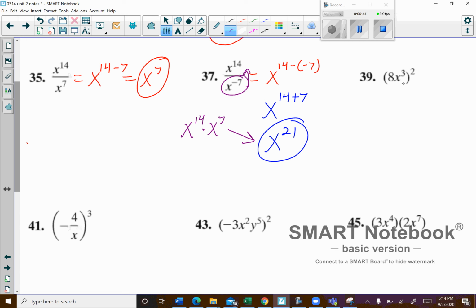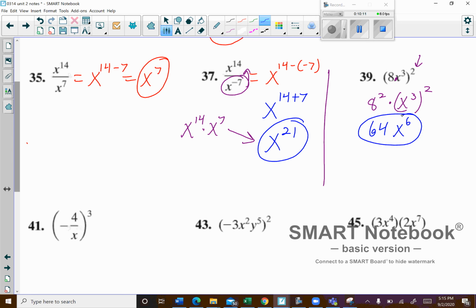And that's true for 39 also. So if we're going to follow the power rule, the way you would do the power rule, everything that's broken up by multiplication or division receives this outside power. So this is going to become 8 squared times x to the power of 3 squared. And so 8 squared is 64, 8 times 8. And then power to a power you multiply, that's going to be x to the power of 6. And there you go, you're done there.